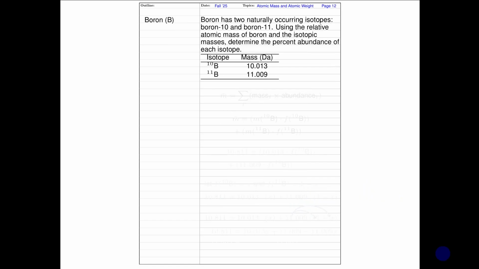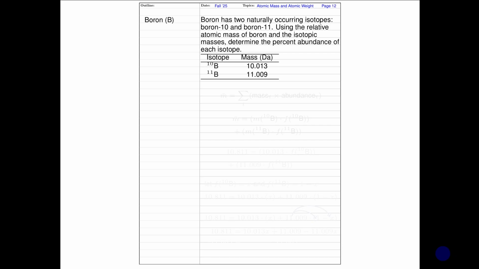Now let's work through an example, which is a popular problem type to ask on homework questions and exams. Suppose you are given the following question. Boron has 2 naturally occurring isotopes, boron 10 and boron 11. Using the relative atomic mass of boron and the isotopic masses, determine the percent abundance of each isotope.